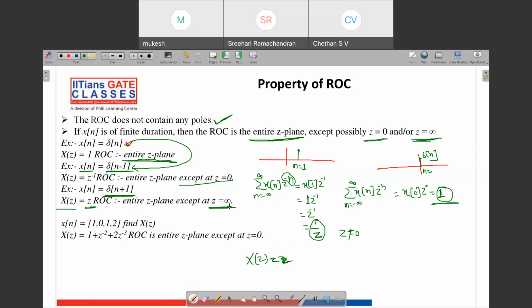Similarly, for any finite duration signal, you can check what kind of signal you have and find out which point you have to remove. For a finite duration signal, you either keep the entire Z plane, or the entire Z plane except at z equal to 0 or z equal to infinity.